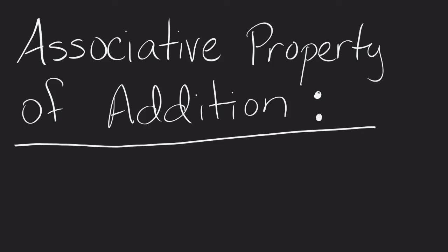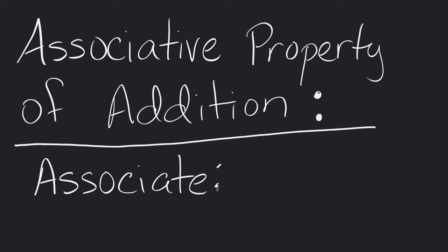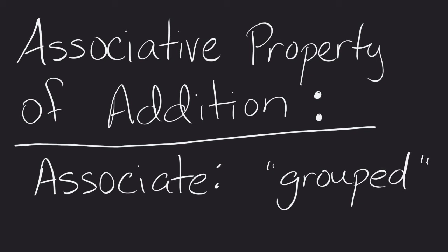The associative property of addition follows from the term associate. So if we talk about you associating with people, it's really who you're grouped with. If I say you associate with really good people, you're in a good group of people. If you associate with really smart people, you're grouped with smart people. So when we talk about this associative property, we're talking about grouping, who you're actually grouped with within the problem.